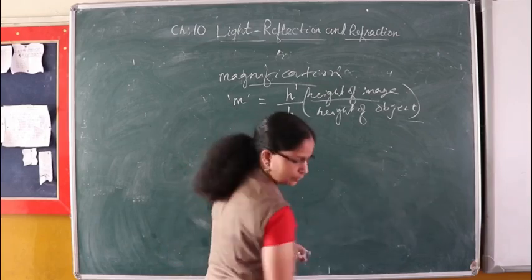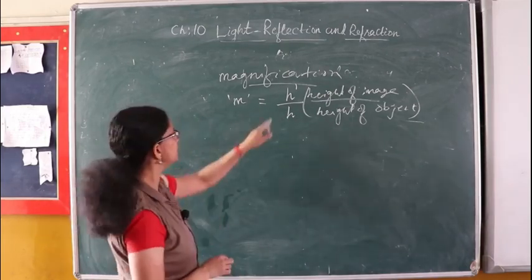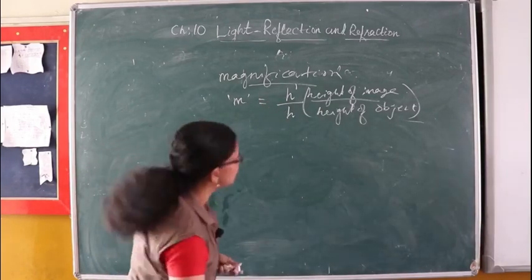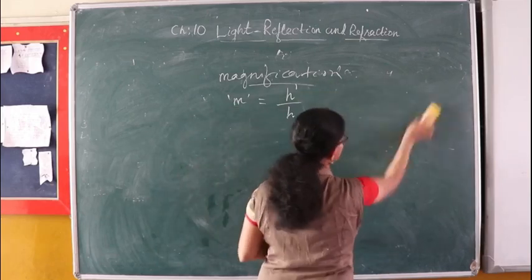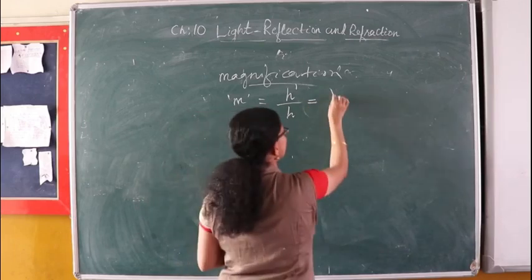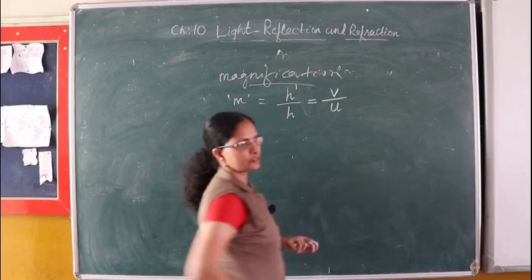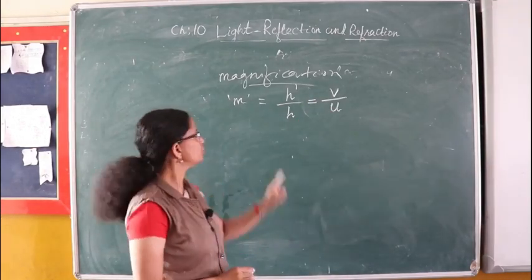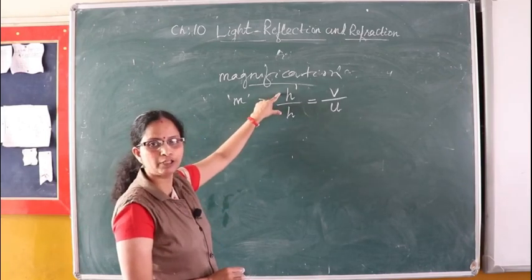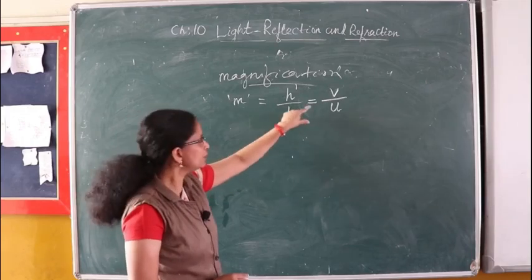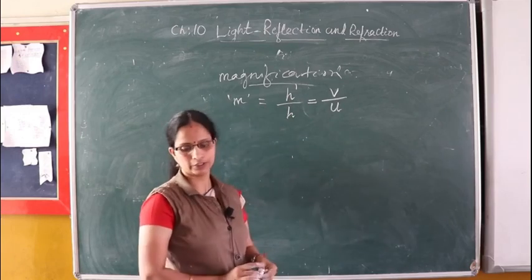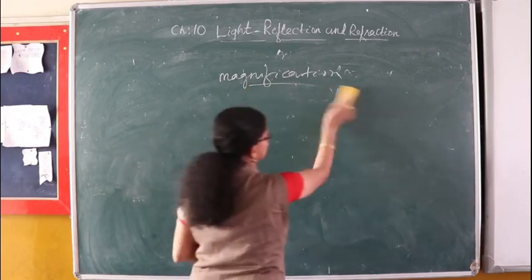So this is about magnification. It's the ratio of the height of the image to the height of the object. It is based on the height of the object and image. At the same time, it is related to the object distance and image distance also. That is, magnification is equal to image distance upon object distance, that is V by U. So magnification is equal to h dash upon h, found by the ratio of the image height to the object height, or by dividing the image distance by the object distance. In this way we can get the magnification.